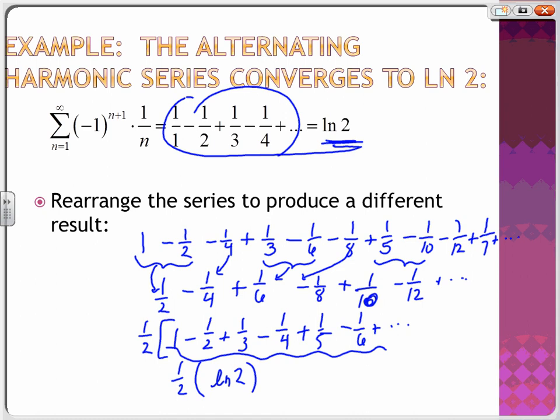This is what it means to be conditionally convergent. You can converge to different sums. If it was absolutely convergent, you can only converge to one sum. This one is now like the ln of radical 2, but it was exactly the same thing, right? So it's conditionally convergent.